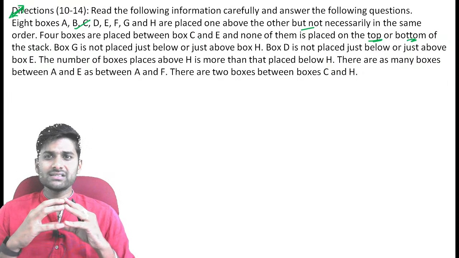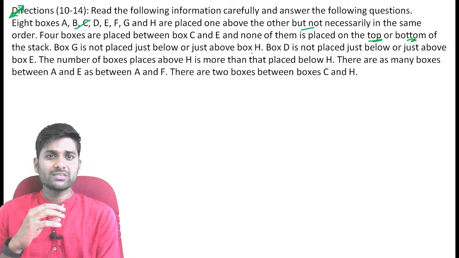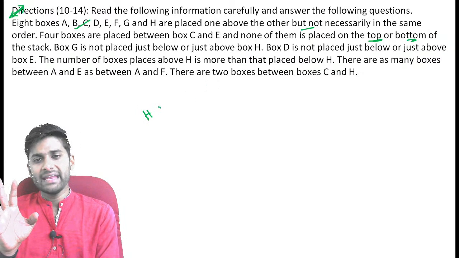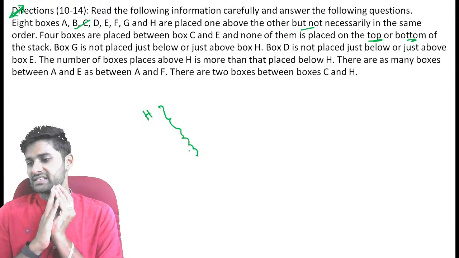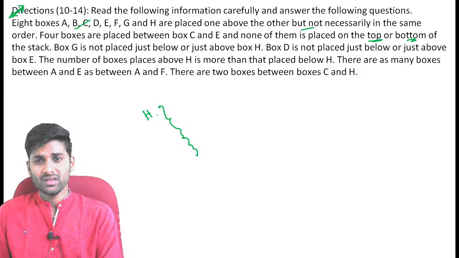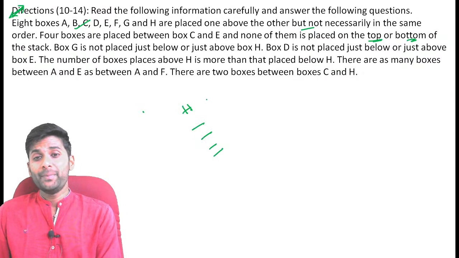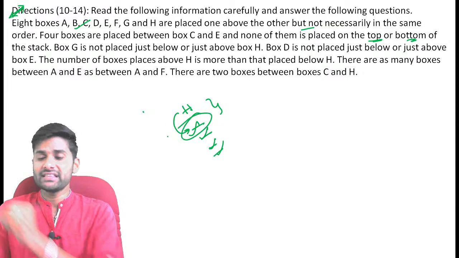And box G is not placed just above and just below H. For example, below means any box below H, guys. I will tell you this particular term. For example, this is H: 1, 2, 3, 4. Below H can be indicated by any position, guys. Immediately below can be indicated by this particular position.